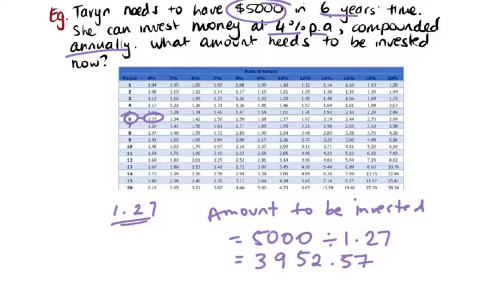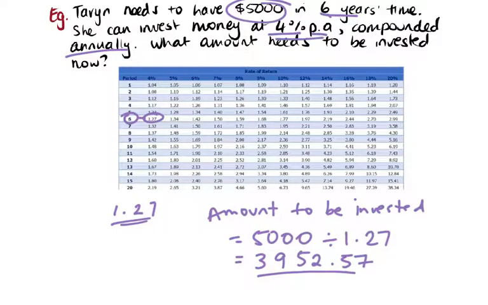$3,952.57. So for Taryn to get $5,000 in 6 years, she will need to initially put in $3,952.57 to be able to get that in 6 years at a rate of 4%.